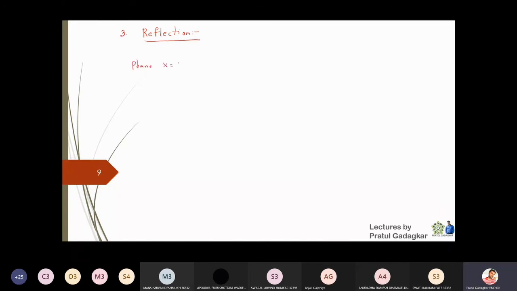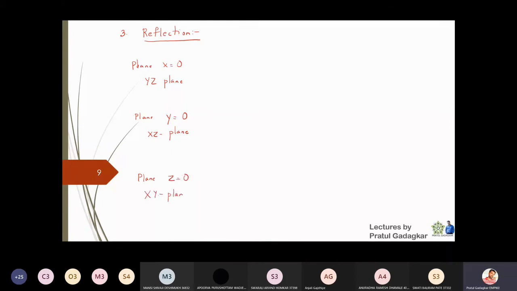Plane x equal to 0 means the yz plane, and we have also seen reflection about the y equal to 0 plane, which means the xz plane. All these planes I have shown you just now. And what is the plane z equal to 0? Plane z equal to 0 is our usual xy plane.